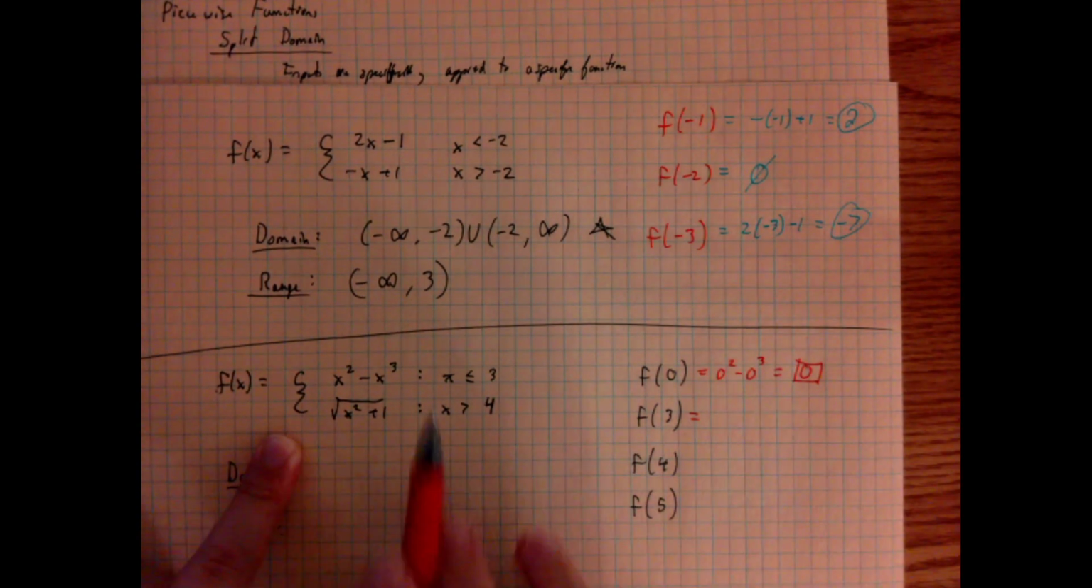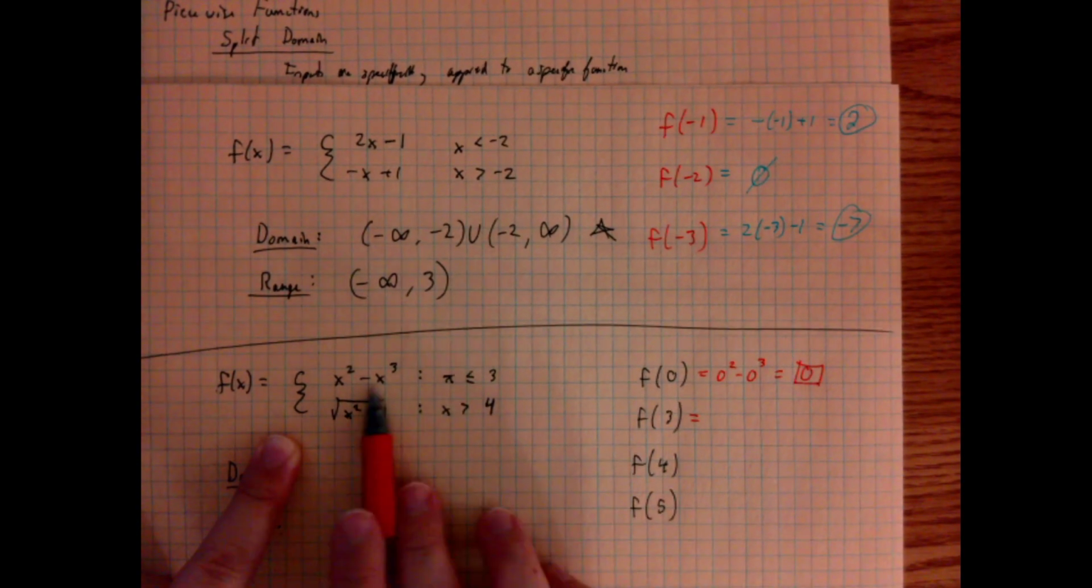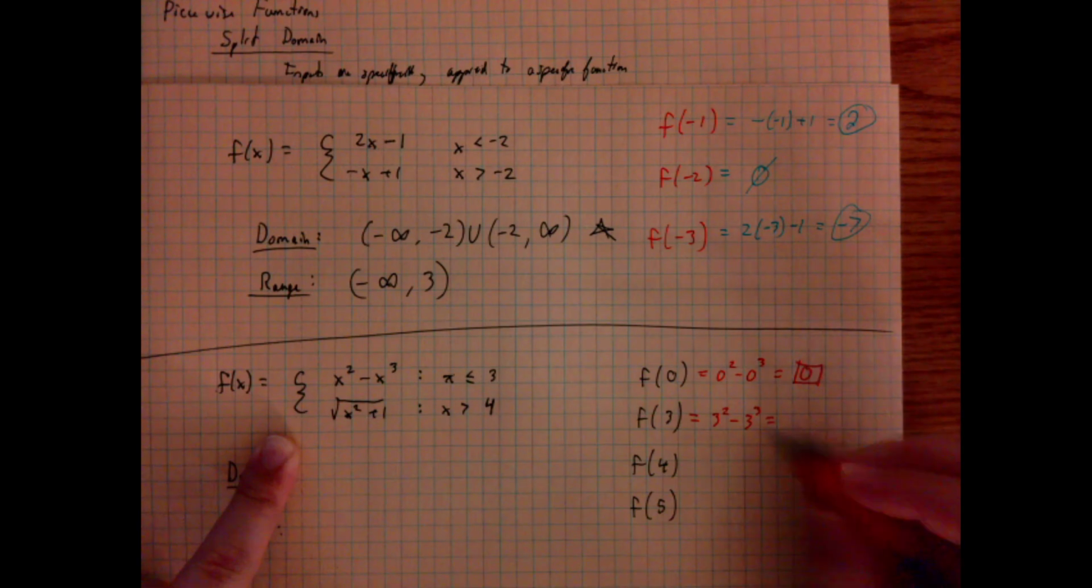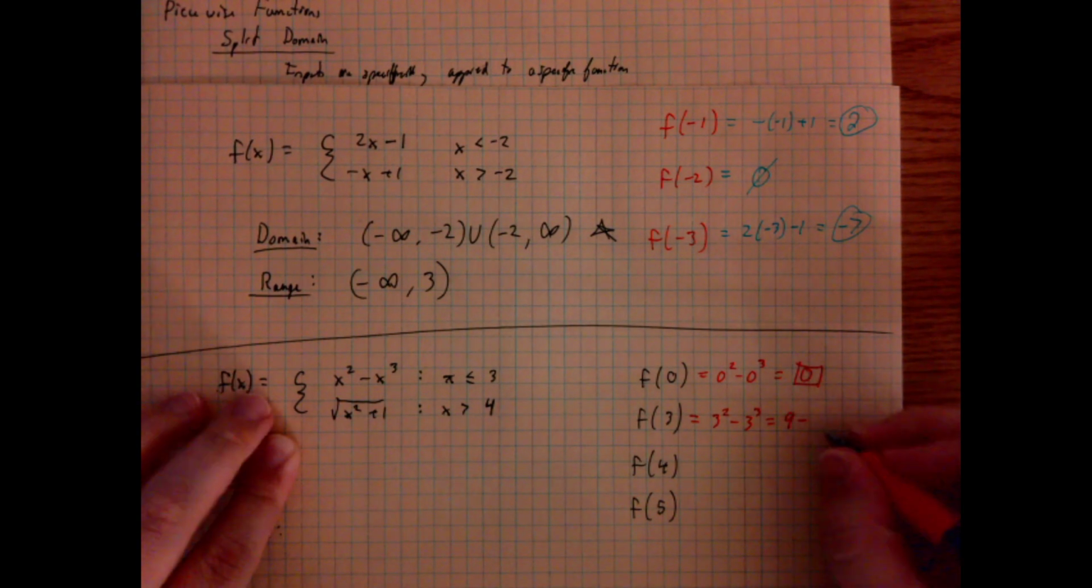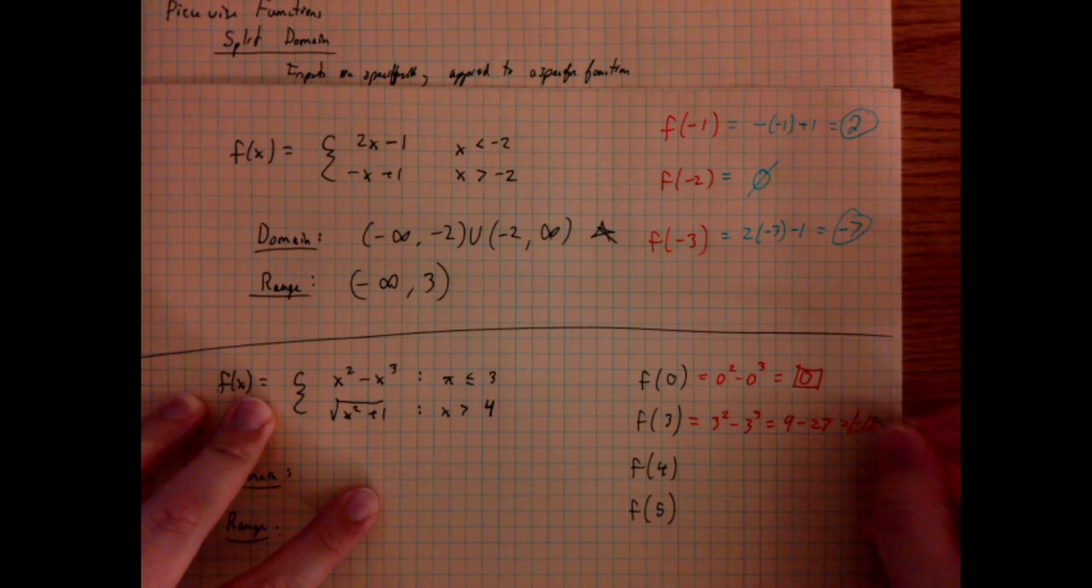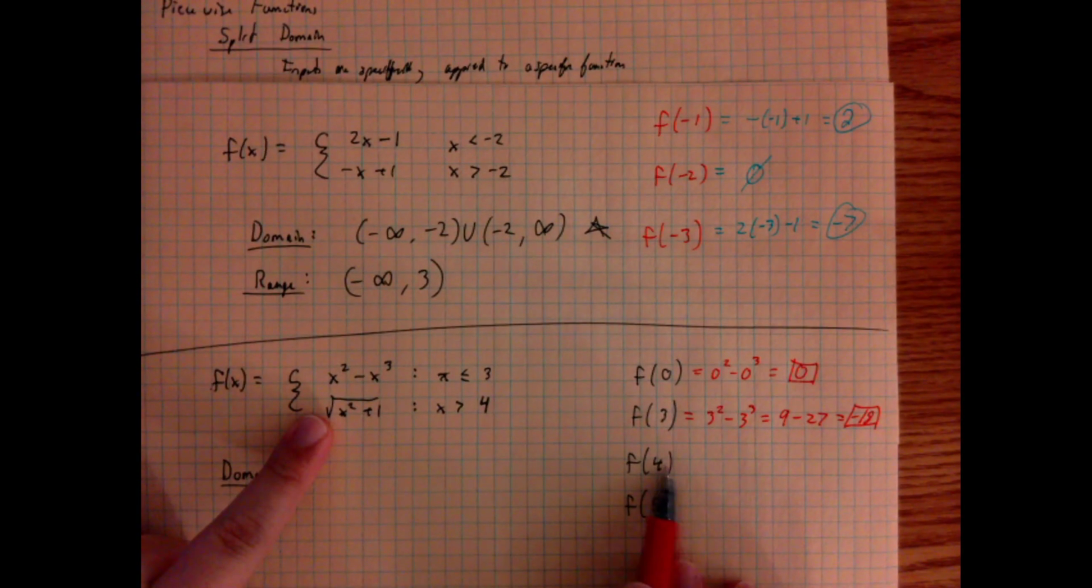Plugging in 3. Is 3 less than or equal to 3? Yes, so I plug it in the top one. 3 squared minus 3 cubed. 3 squared would be 9. 3 cubed is 27, which would be negative 18. That's acceptable. What about 4?